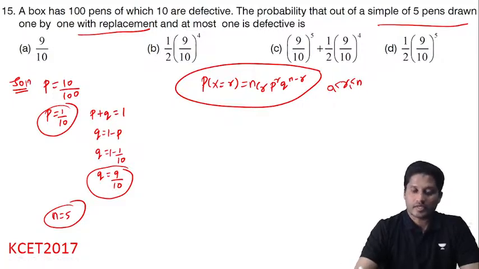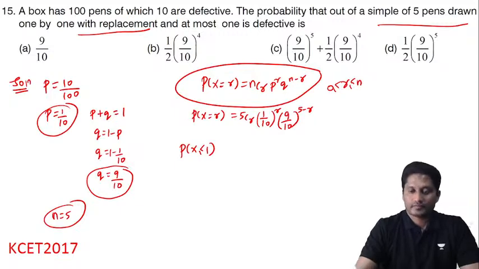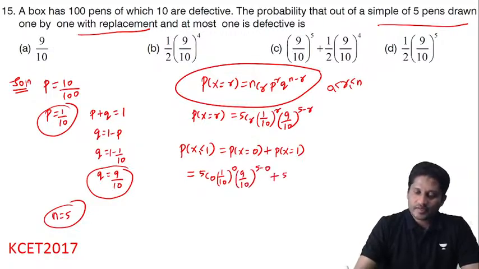Now P of at most 1. Let me first find out this. P of X is equal to R is NCR, 5 CR, 1 by 10 power R, 9 by 10 whole to the power of N minus R, that is 5 minus R. At most 1 should be defective means maximum 1, less than or equal to 1. P of X is equal to 0 plus P of X is equal to 1. Now if I put 0, you get 5C0 1 by 10 power 0 9 by 10 whole power 5, and then this is 5C1 1 by 10 power 1 9 by 10 whole power 5 minus 1 is 4.